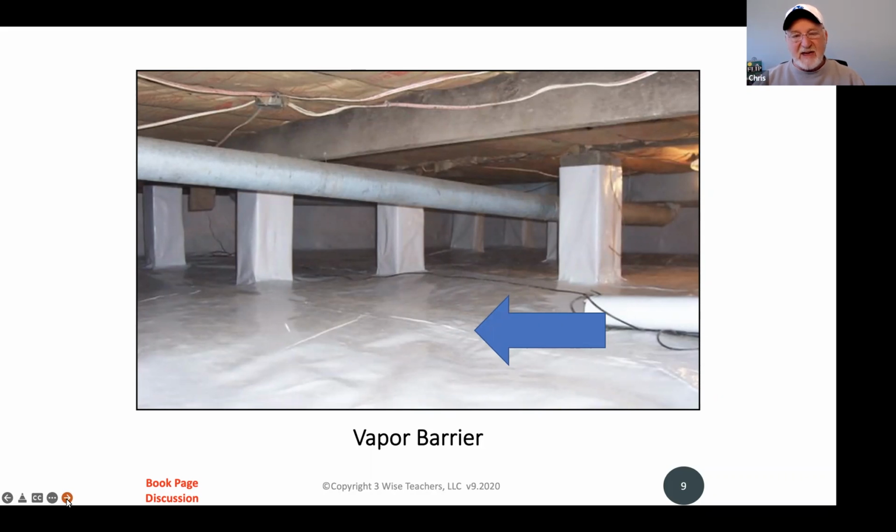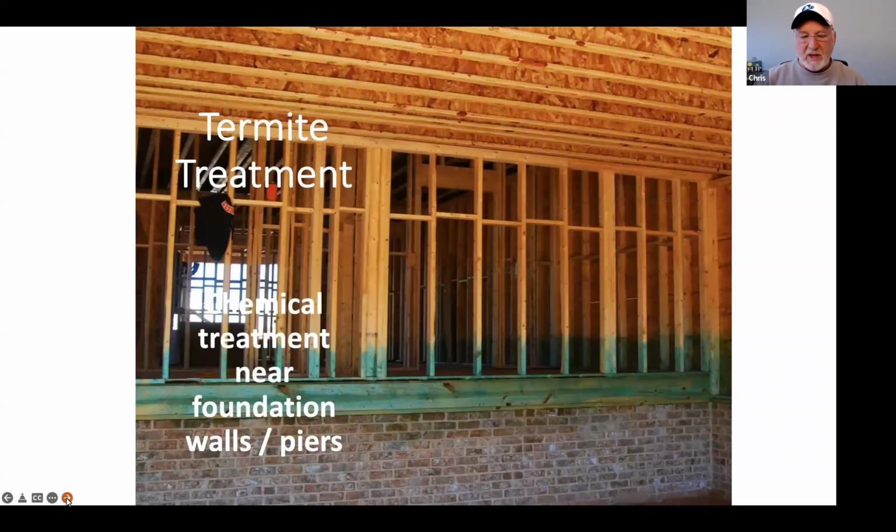And the idea of a vapor barrier, like I say, it's exactly what we said. It's to avoid moisture getting to the wooden structure of the house. So don't spend a ton of time thinking on that. It's fairly self-explanatory. Termite treatment is just an FYI. I don't see any red on here, so be familiar with this, but don't spend a ton of time studying this.